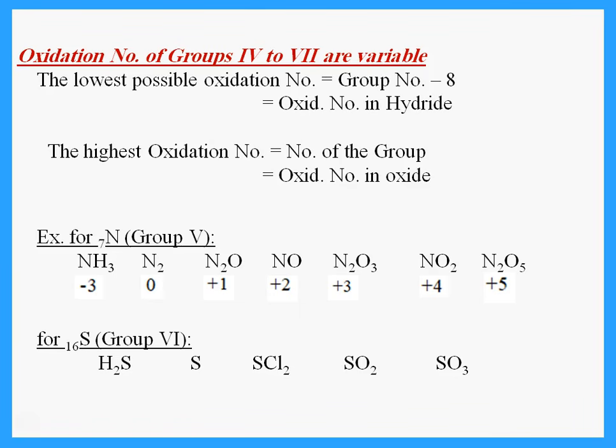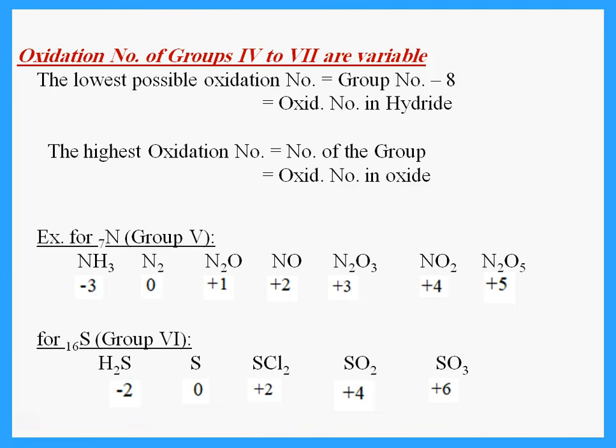Again, if we're looking at sulfur, so sulfur in this case is in group 6. So sulfur in H2S, well, each hydrogen is +1, so the S is -2. Again, that is the group number -8. So the group number is 6 minus 8, so the lowest oxidation number is -2. Sulfur standing alone as an element is 0. SCl2, Cl is usually -1, so I have 2 of them. That means the sulfur has to be +2. Oxygens, usually each of them is -2, so I have sulfur +4. Here, each oxygen is -2, so I have -6, so the sulfur is +6. So the lowest is the group number -8, 6 minus 8, that's -2, and the highest is the number of the group. This is in group 6.